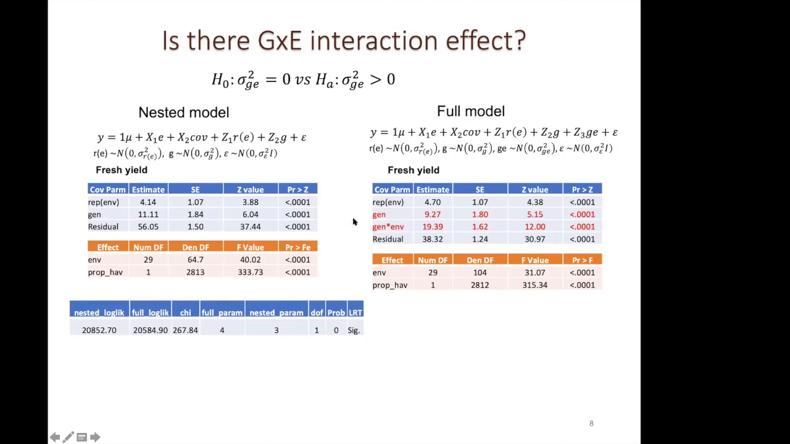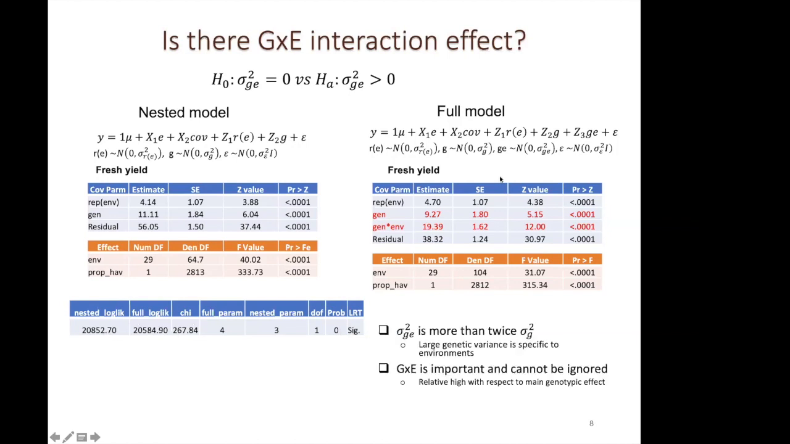So in order to see whether the inclusion of G by E is significant or not, we have to carry out the likelihood ratio test. By looking at the difference between the log likelihood of the nested model and the full model, which approximates a chi-square distribution with degrees of freedom equal to the difference in the number of parameters estimated, which seems to be significant. So, that tells us that the inclusion of G by E makes sense, and that it cannot be ignored.